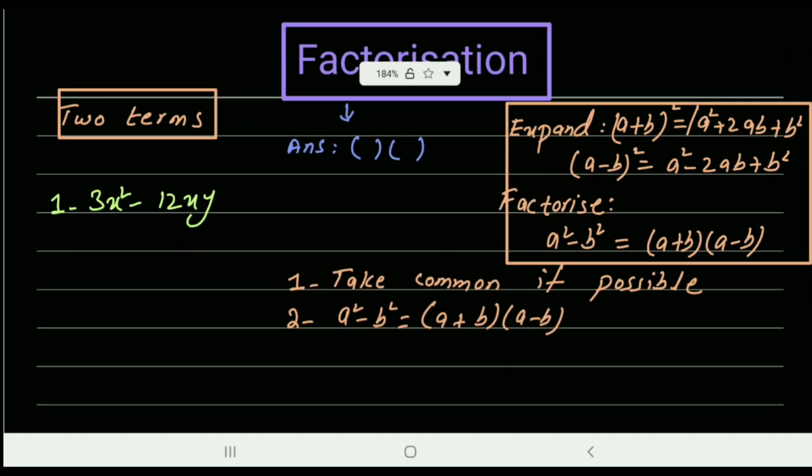First of all we have to check is there any number or any term common in this question. So yes, 3x is common here, and what is left inside? x minus 3 for the 12, 4y is left inside. So this is our answer. So let's do the next question.